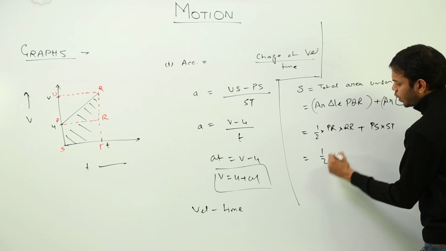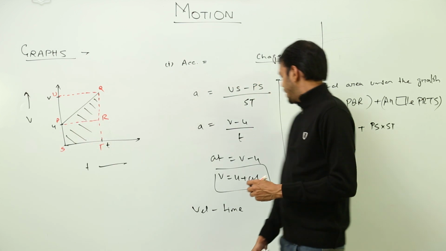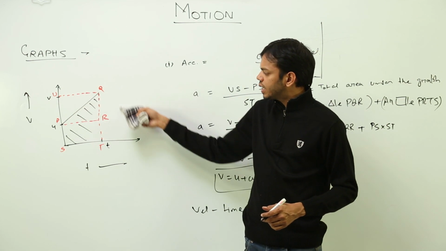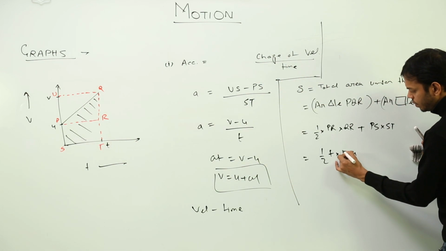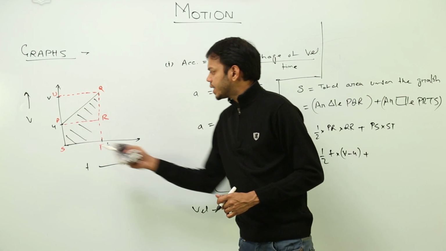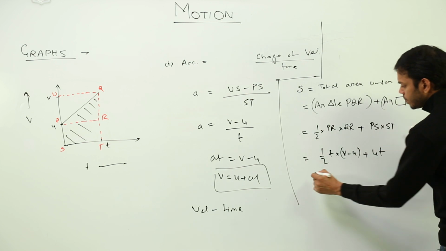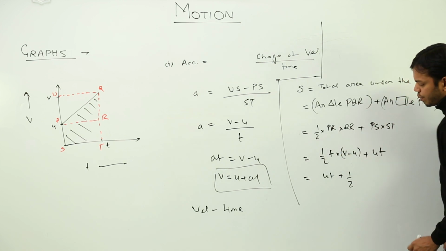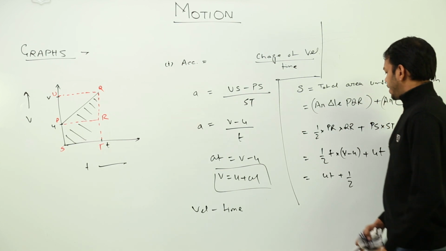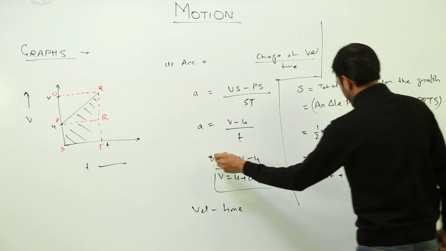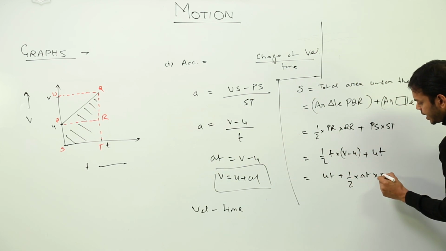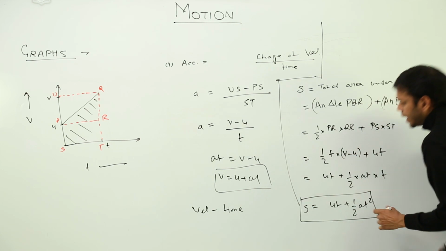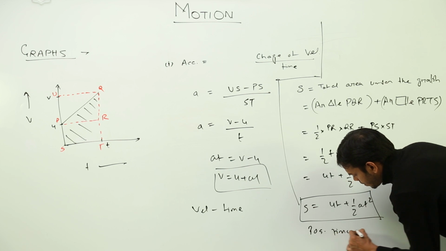What is PR? P to R is this thing, equal to ST, which is t. What is QR? From Q to R is this length, which is this complete minus this, which is v minus u, plus what is PS? P to S is u, and S to T is t. So I am writing this term first, ut plus half (v minus u) t, right? What is v minus u here? According to this equation, v minus u is a into t, right? So here I can write a into t multiplied by this t. So I got the final equation s equals ut plus half at square. This is the value of s.